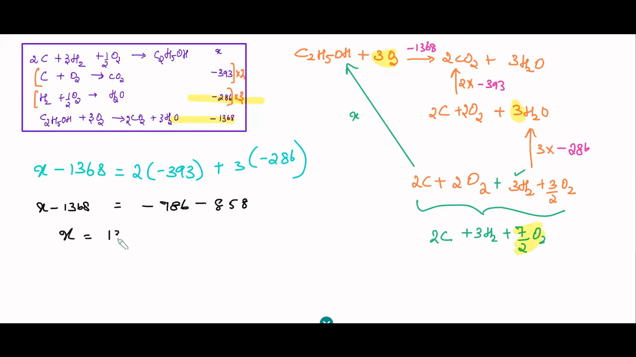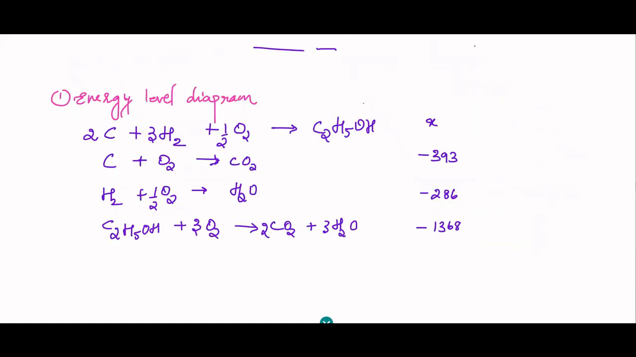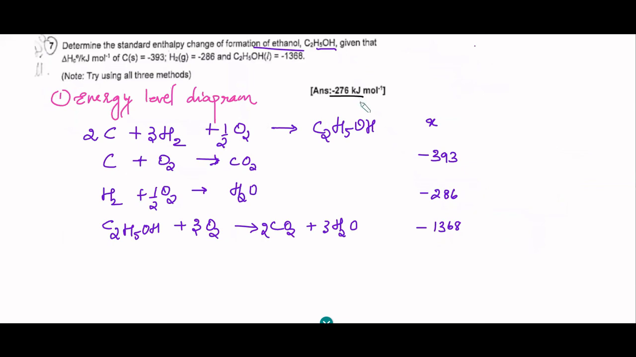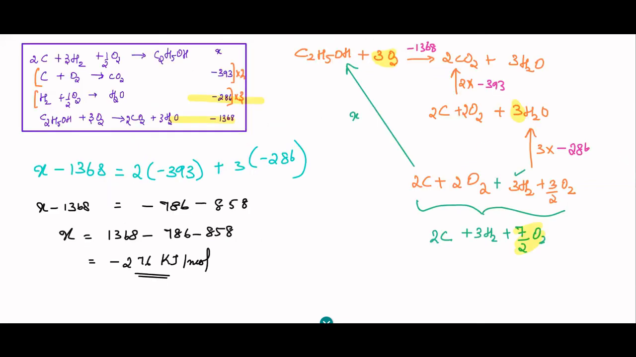X will be equal to 1368 minus 786 minus 858. 1368 minus 786 minus 858, I'll get minus 276 kilojoules per mole. This is what I'm expected to get. Minus 276. So that's it.